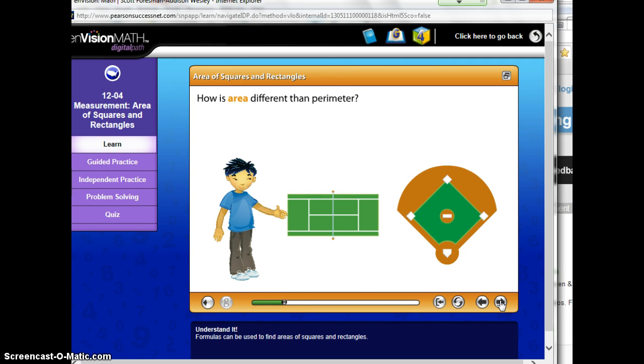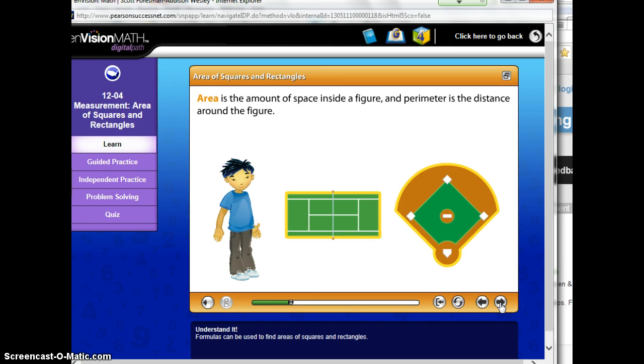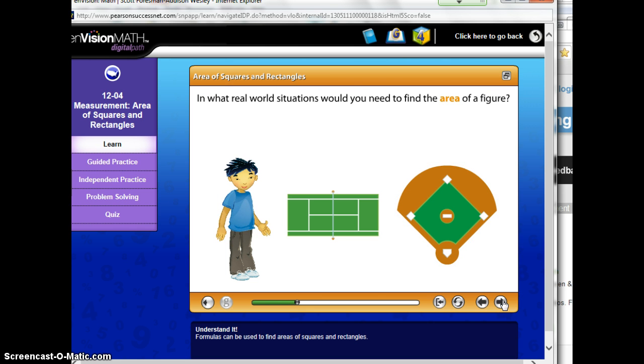How is area different from perimeter? Well, when we're finding perimeter, we add up all the sides. When we're finding area, we multiply. Think of a situation in real life where you might need to know the area of a space. Can you think of a time in real life, Will?